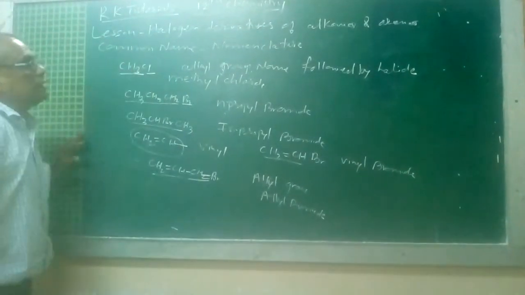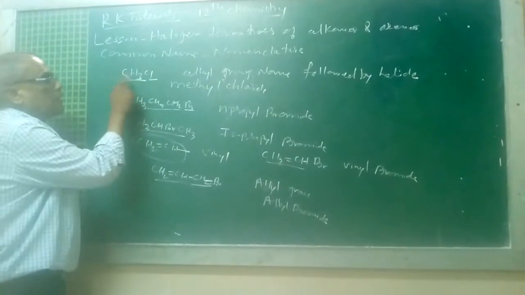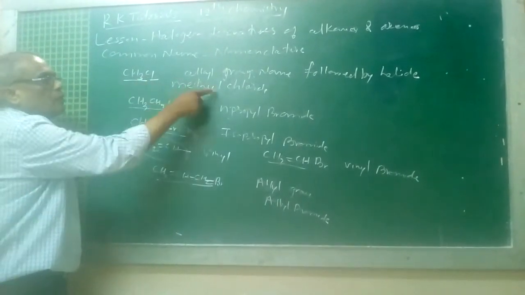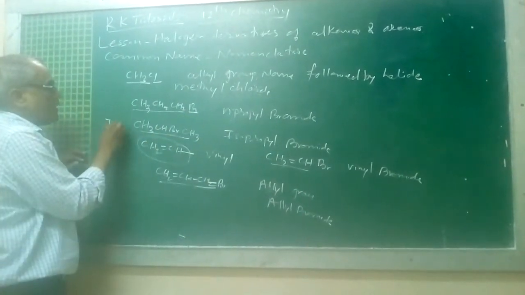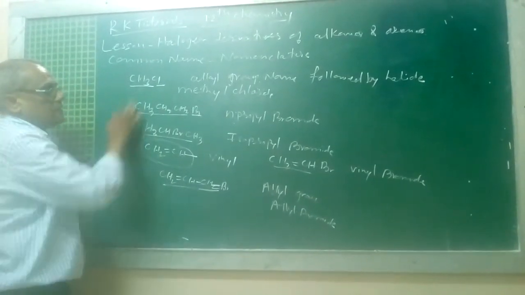Means in the common system we have seen how to name: the name of the alkyl group first, followed by the name of the halide. Suppose there is a chlorine, we write chloride. Suppose there is a bromine, we write bromide. Suppose there is an iodine, we write iodide. Suppose there is a fluorine, we write fluoride. But this is the common method.